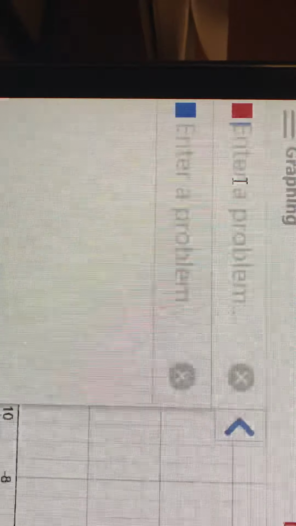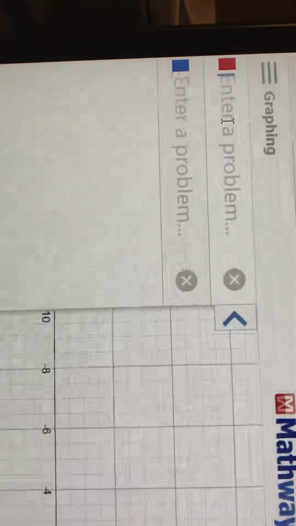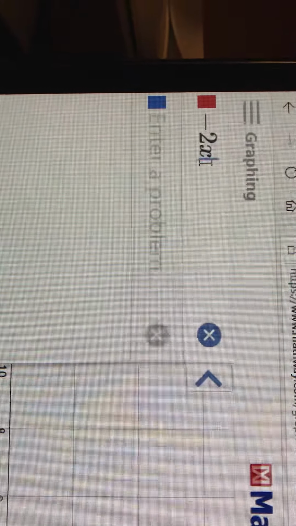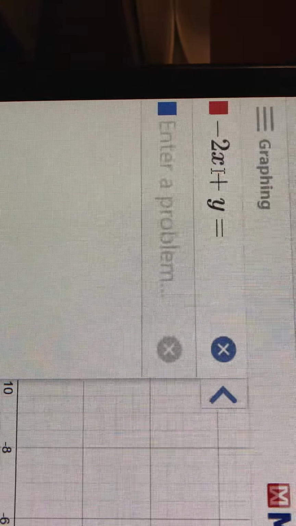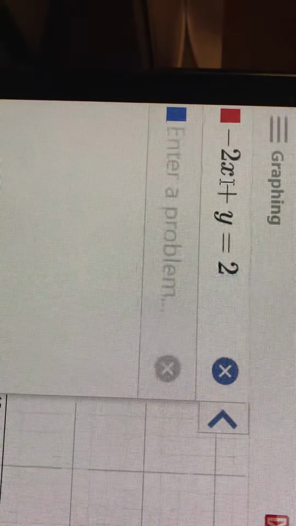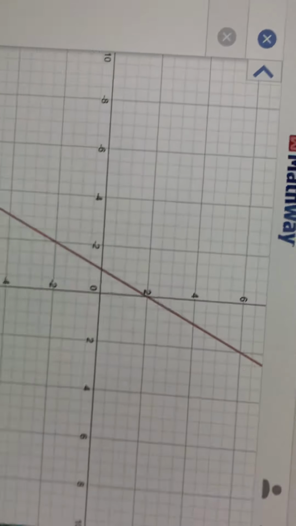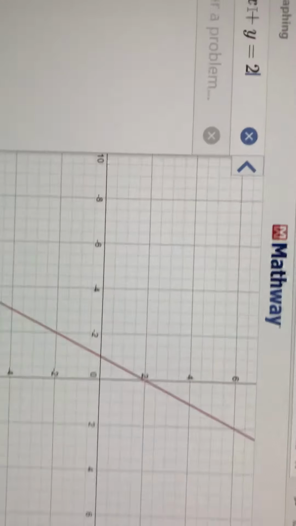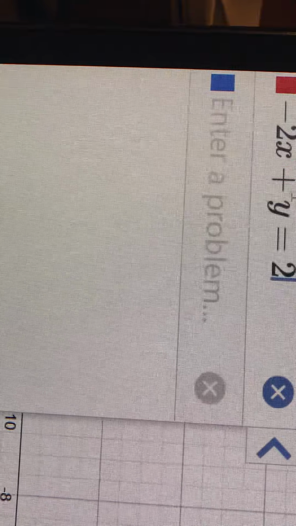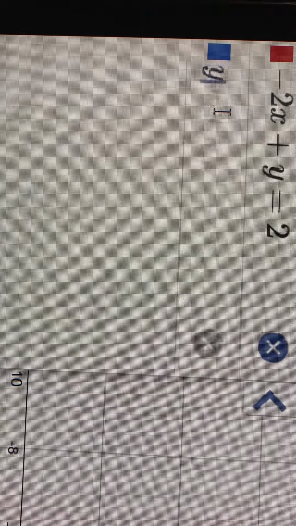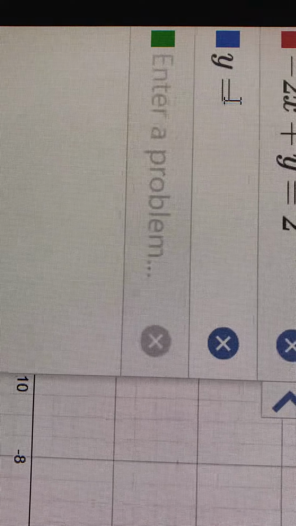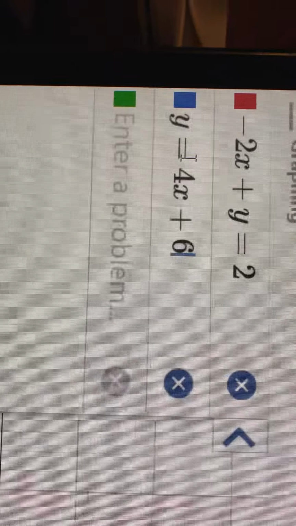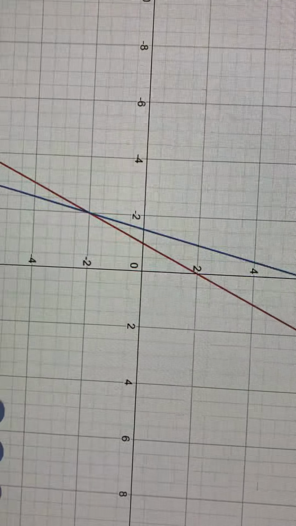So right here under enter a problem, if you just type in this first equation, which was negative 2x plus y equals 2, just type it in exactly how it is. All right, it graphs it. Boom, there's the graph. Since this is a system of equations, I'm going to enter the other one, which is y equals 4x plus 6. Boom, it graphs it right there.